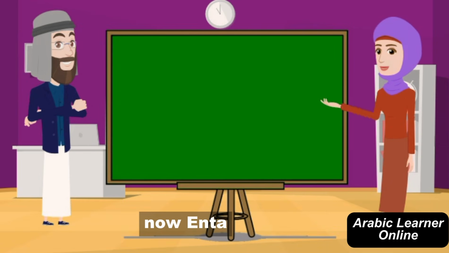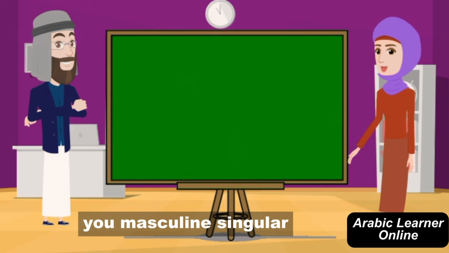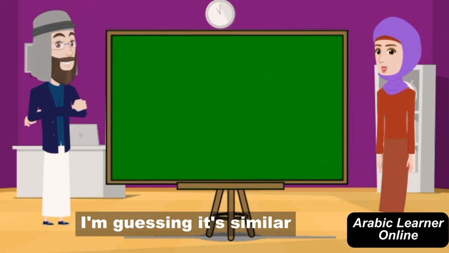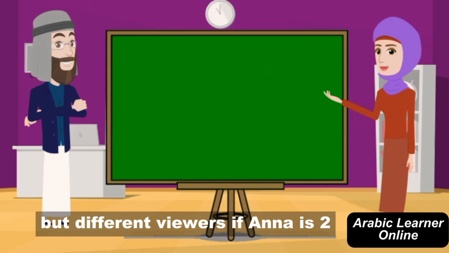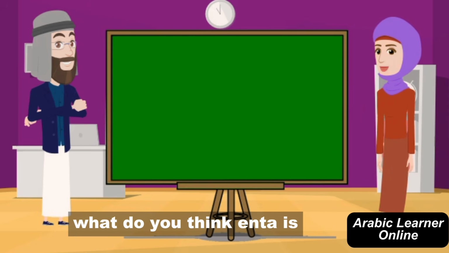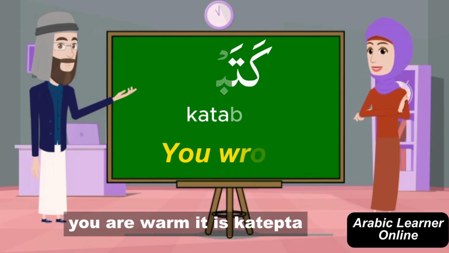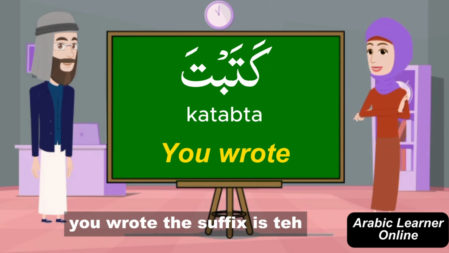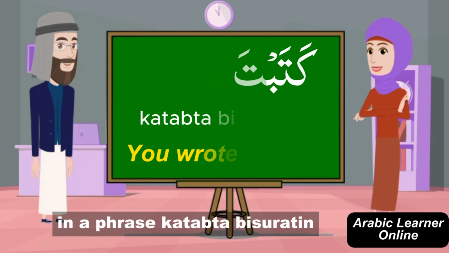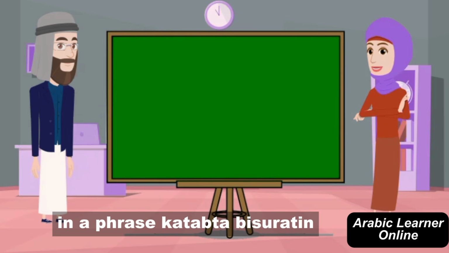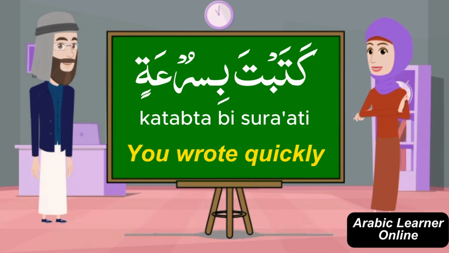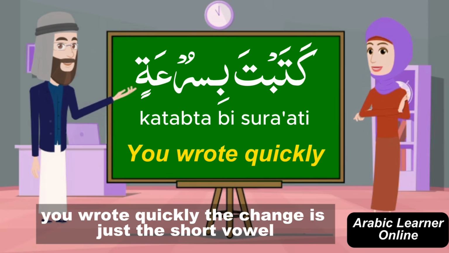Now, anta, you masculine singular. I'm guessing it's similar but different. Viewers, if ana is tu, what do you think anta is? You are warm. It is katabta, you wrote. The suffix is ta. In a phrase, katabta bisur'atin, you wrote quickly. The change is just the short vowel.